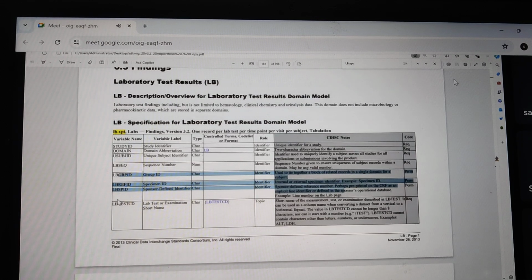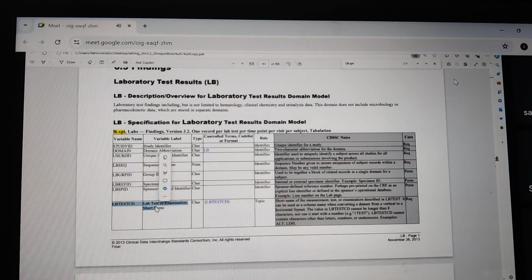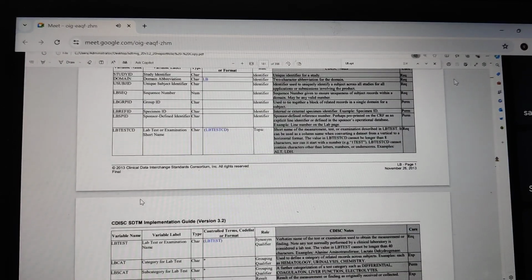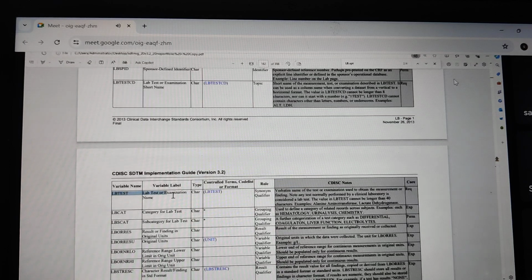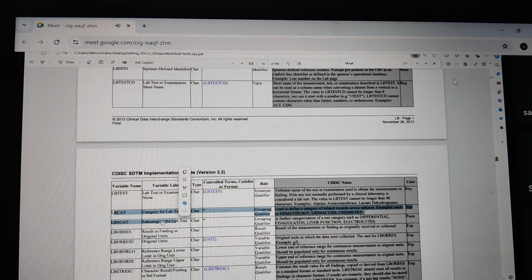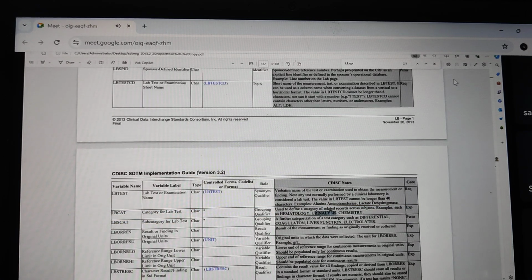Okay, so LBTESTCD is the topic variable of your lab domain. The TESTCD is the topic variable for all findings domains, which you already know. And then here LBTEST is the full name of the particular test. Then LBCAT and LBSCAT: these are the category and subcategory of your particular test. For example, hematology, urinalysis, chemistry are the categories. And some subcategories are like differential, coagulation, liver function, electrolytes. These are some of the examples.